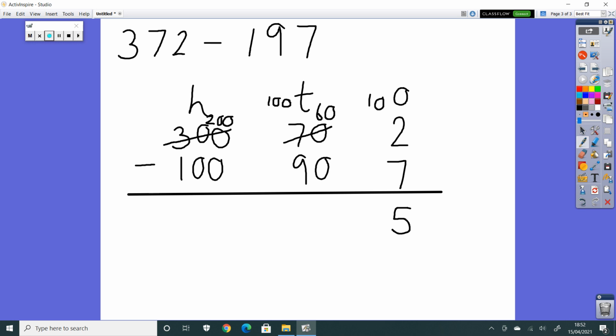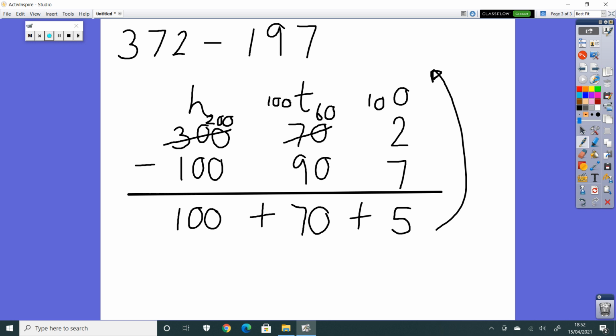Okay, just going back to the tens. So we've now got that 160 sitting at the top. We've combined those two together. We've got 160 and we want to take 90 away. We can do that now and we're left with 70. And then on to the hundreds. 200 take away 100 leaves us with 100. We put these values back together and we get a final answer for this calculation of 175.